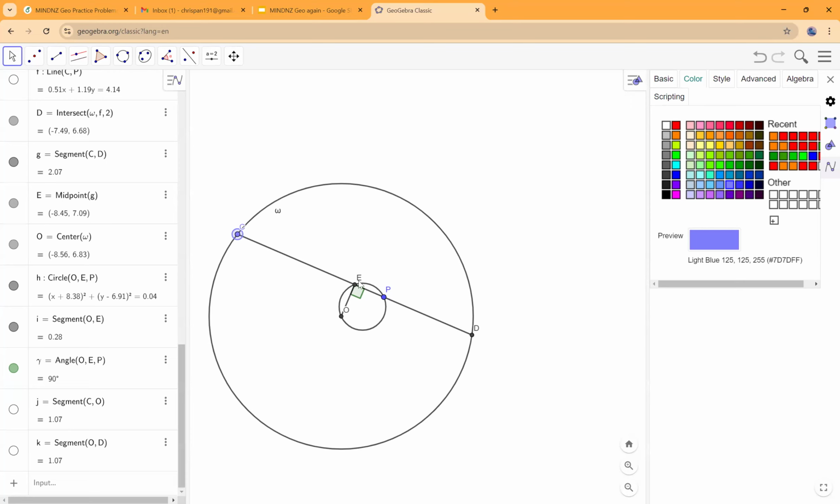So we've shown that angle OEP is 90 degrees here, which shows that the point E lies on the circle with diameter OP. And this argument holds no matter what chord CD we choose. Therefore, the midpoint of this arbitrary chord CD will always lie on this fixed circle. So yeah, problem done.